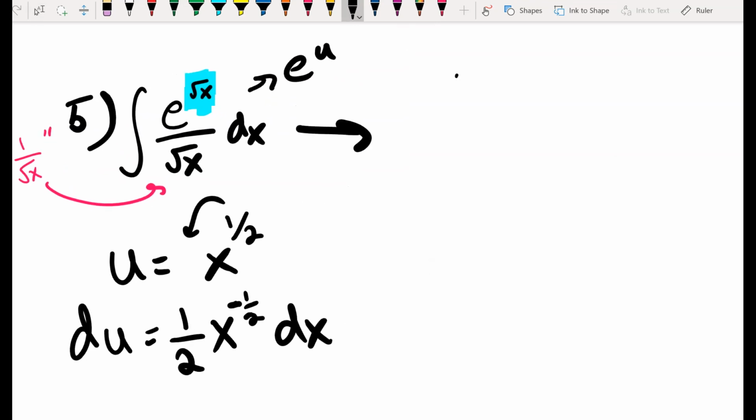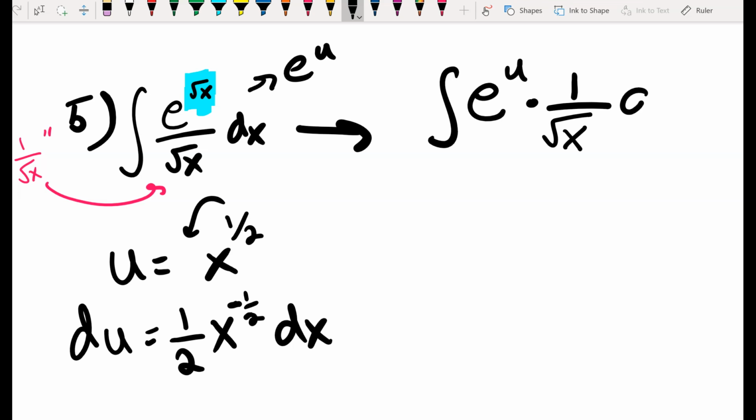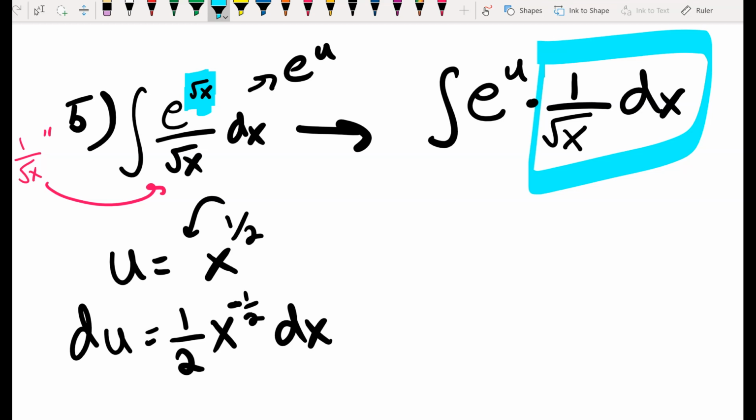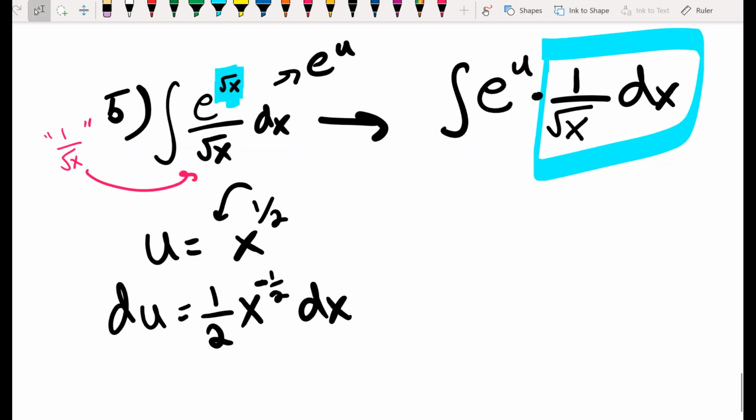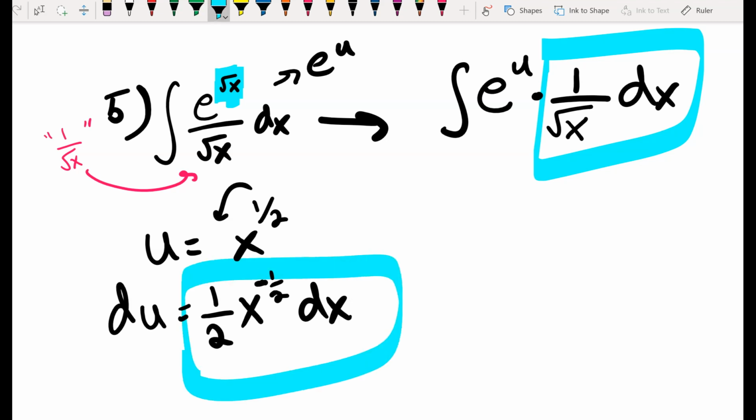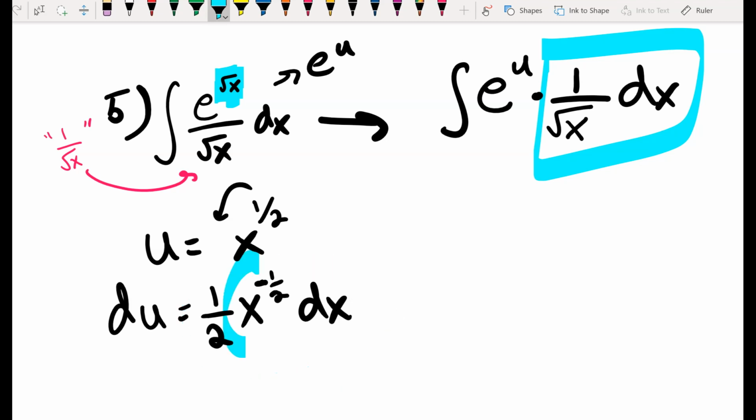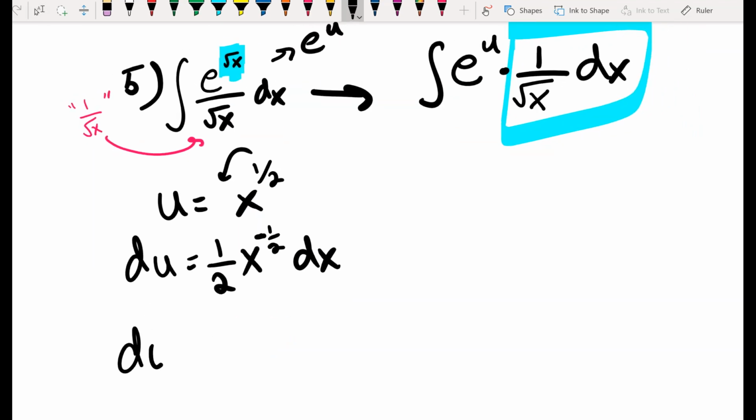Let's just rewrite my integral here. I now have e to the u times, I'm going to separate it just to make it cleaner, 1 over radical x dx. So I need to try to get an expression that looks like this with a du in it that I can make a substitution for. And right now it's not immediately obvious, so I'm going to start doing some rewriting. Remember, a negative exponent just means that it's in the wrong place. So I could bring that back down to the denominator, and hopefully that helps me.